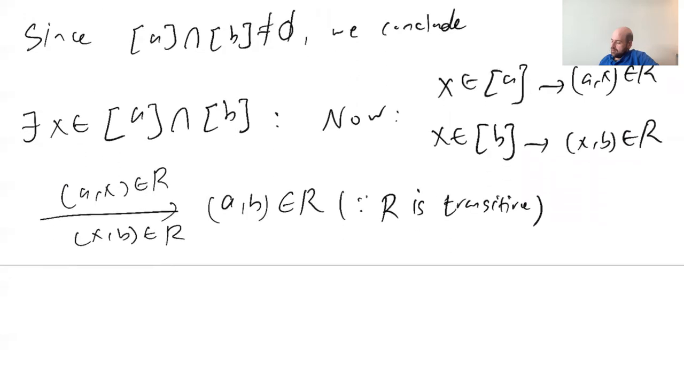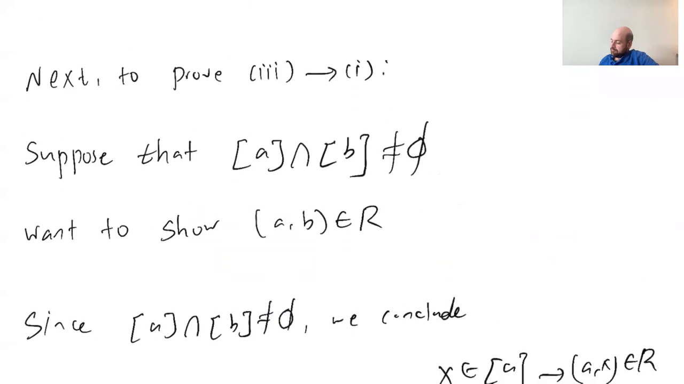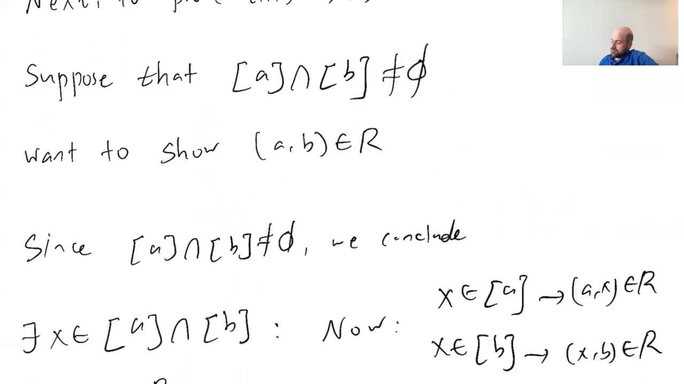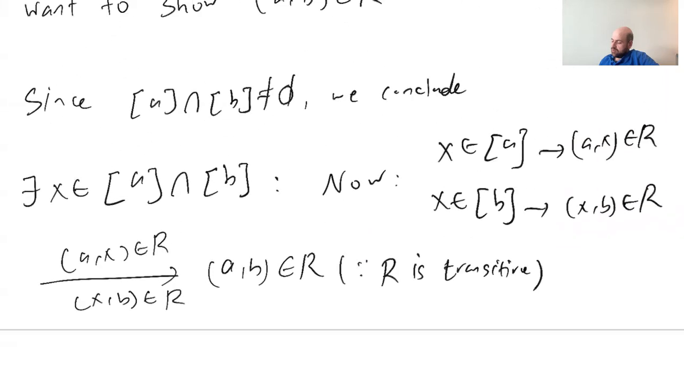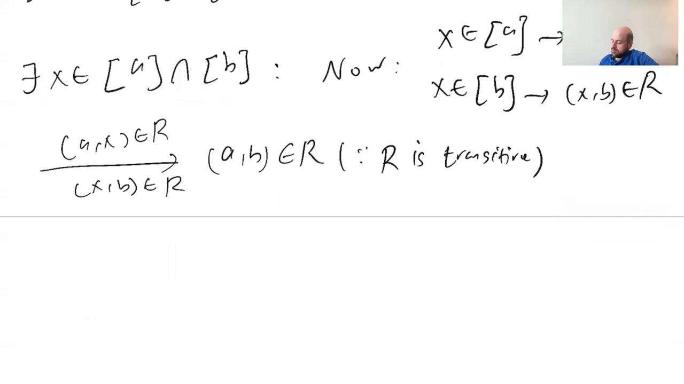So (A, B) is in R, and yeah, that's what we wanted to show. So we proved 3 to 1 as well. So the proof is complete now. We showed 1 implies 2, 2 implies 3, and 3 implies 1. So that means the conditions 1, 2, and 3 are equivalent.